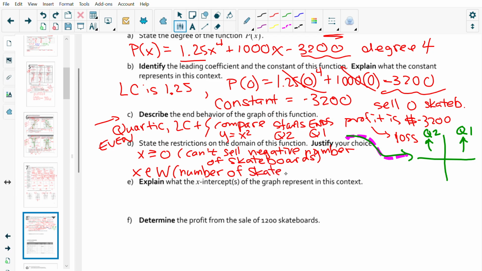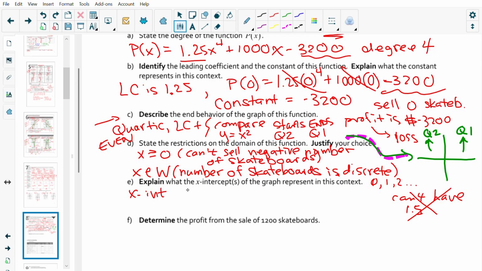Why? The number of skateboards is discrete, right? Remember from grade 10 math, discrete versus continuous. Discrete, so 0, 1, 2. So I can't have 1.5 skateboards, right?